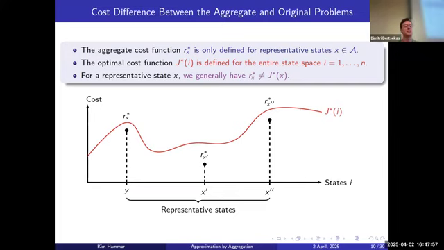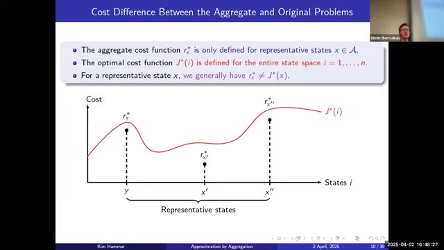First of all, they will generally have different costs at the representative states. And this is because the original problem and the aggregate problem have slightly different dynamics in how you transition between states. And another fundamental difference is that the original cost function, J star, is going to be defined for the entire state space. But the aggregate cost function is only defined for the representative states.